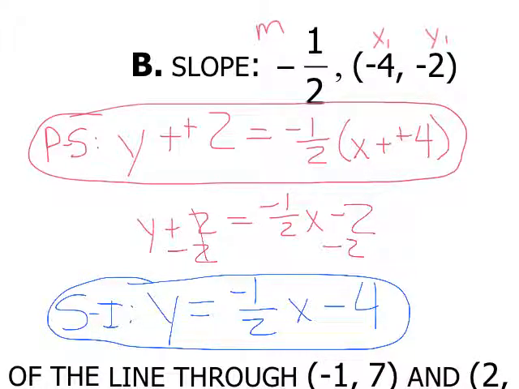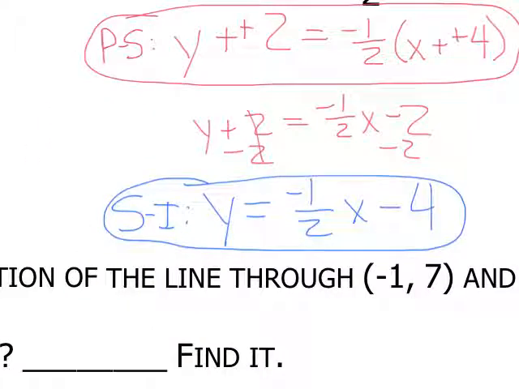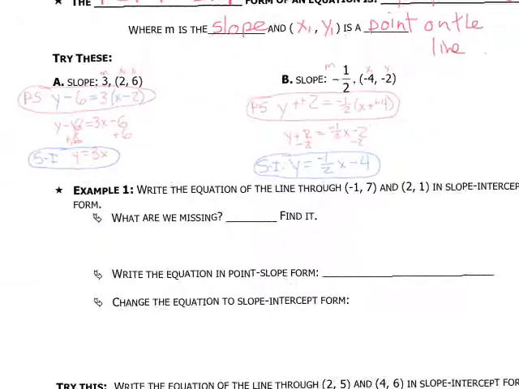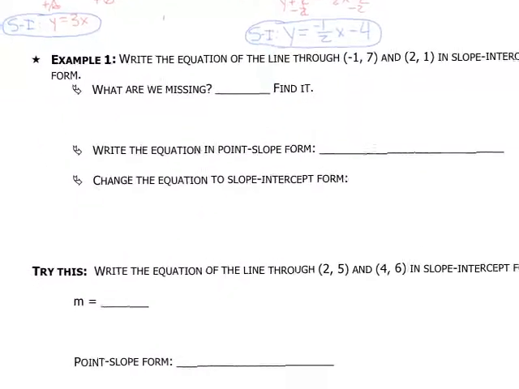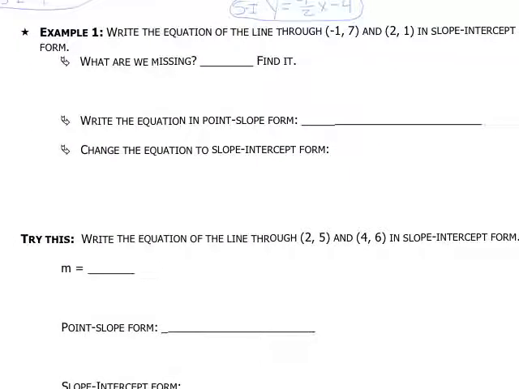Okay, can I get a comfort level on how we're doing so far? Okay. All right, so let's look now at what it says as example 1. It's really probably example 2, but we'll look there anyways. Okay. So example 1 says, write the equation of the line through those 2 points in slope-intercept form.